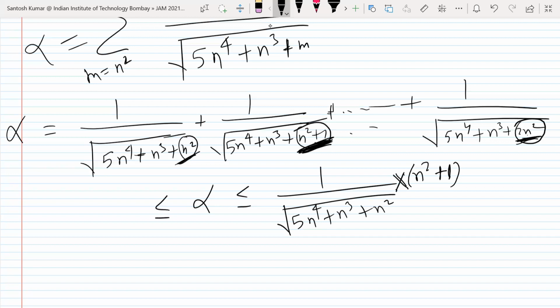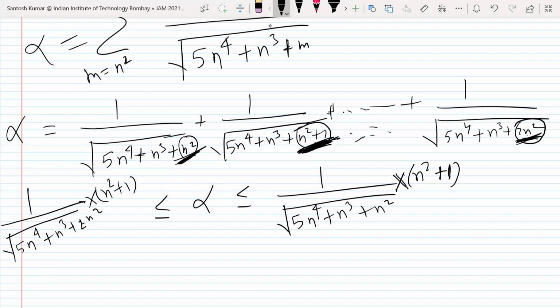Again, now in place of n^2, n^2 + 1, n^2 + 2, and up to 2n^2, you replace just 2n^2. So what we are doing in the denominator is writing larger values, the increasing values in the denominator. So the whole fraction will decrease, meaning 1 upon root under 5n^4 + n^3 + 2n^2. Everywhere you replace 2n^2. How many terms will you have now? All terms will be the same, and the total terms again will be n^2 + 1.